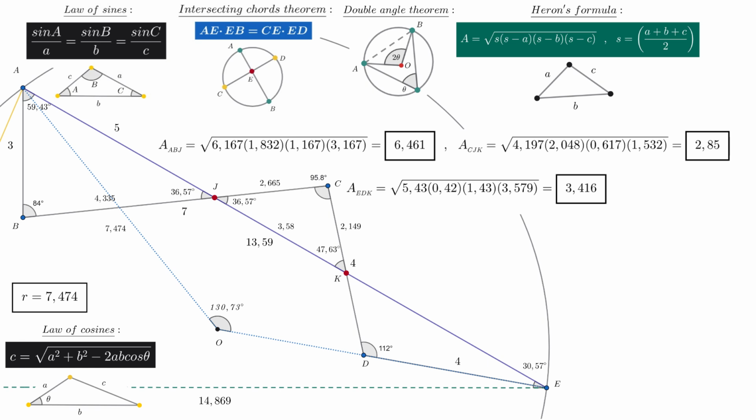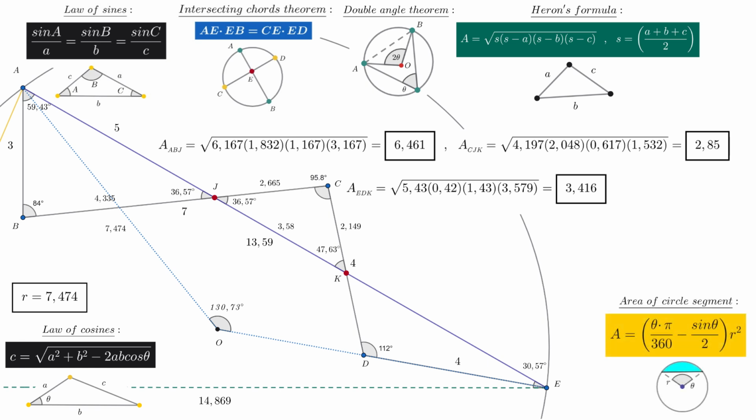And the area of a circle segment is given by this formula here. So we plug in our numbers to get the area of our desired circle segment, and we get area of circle segment enclosed by AE equals 42.565.